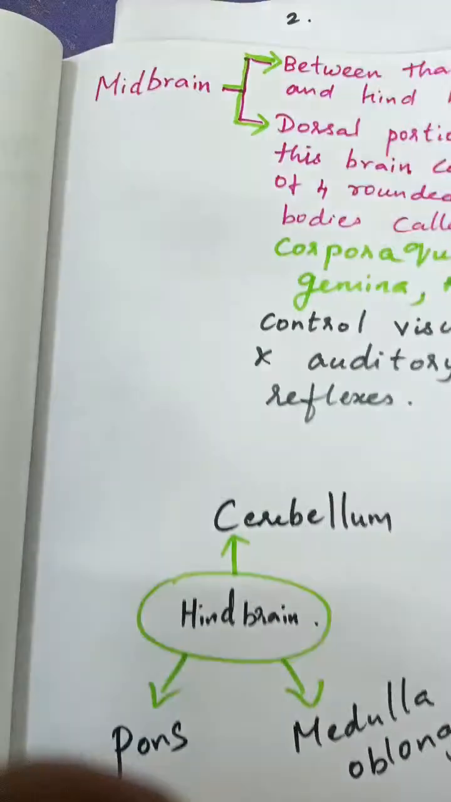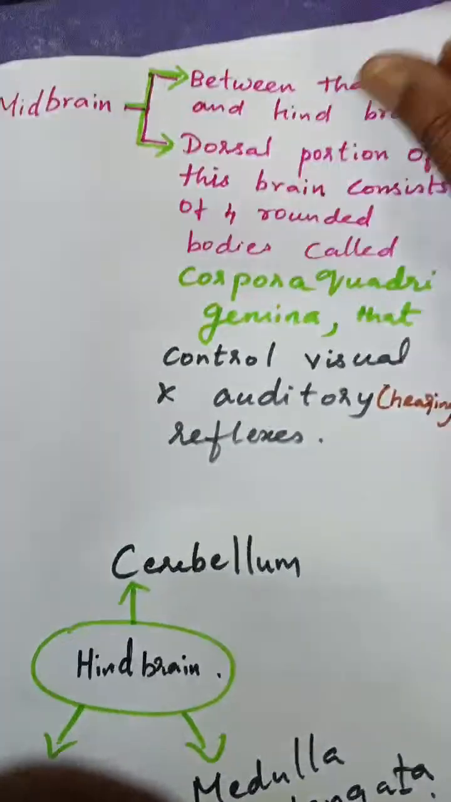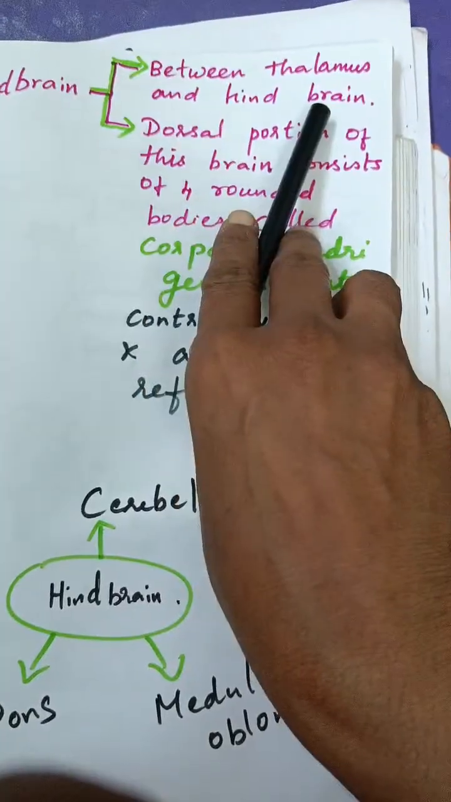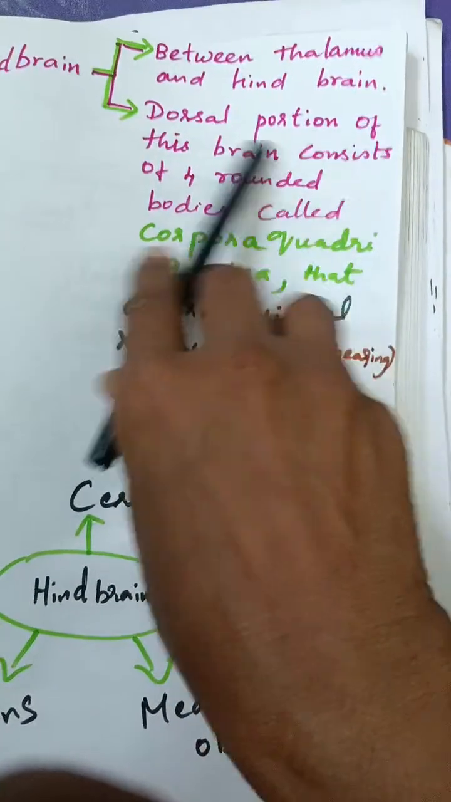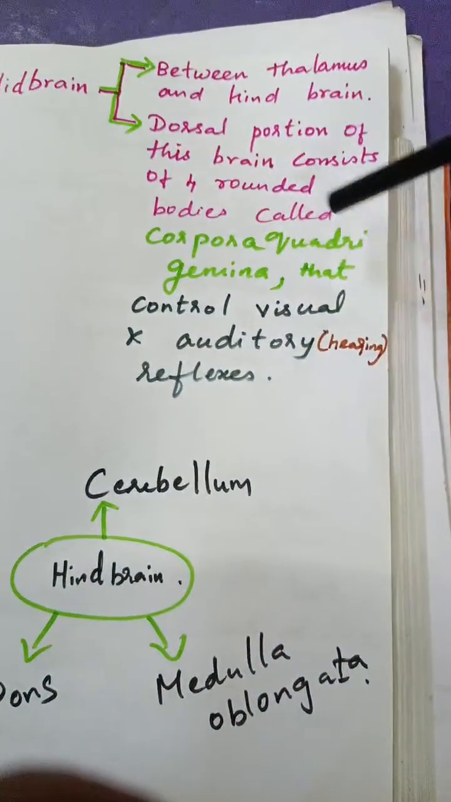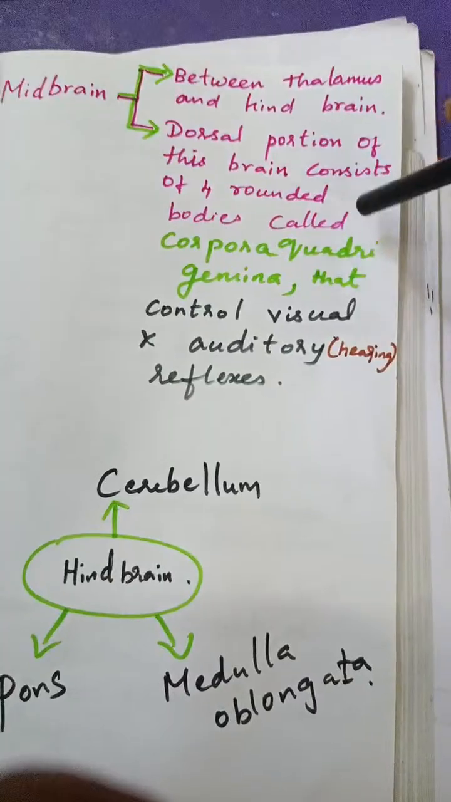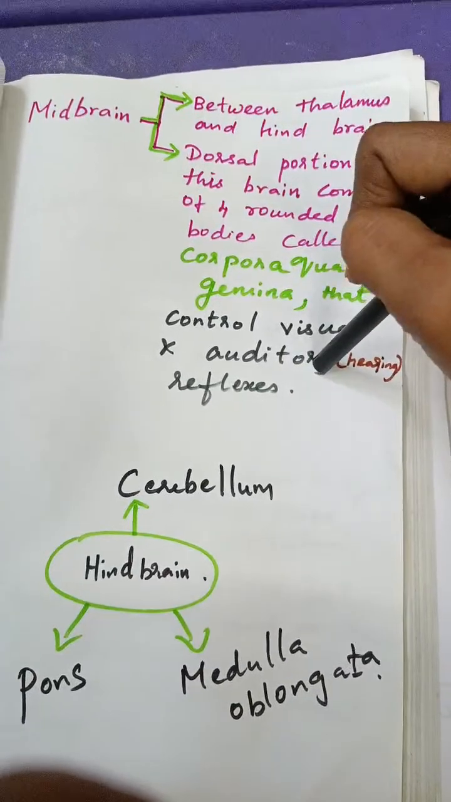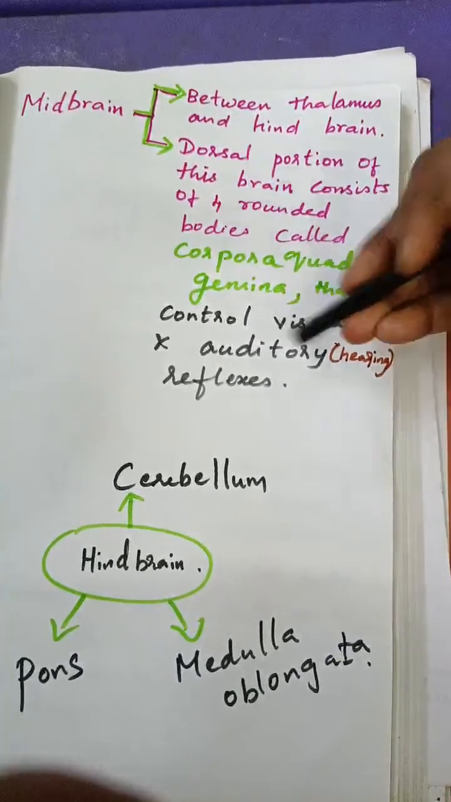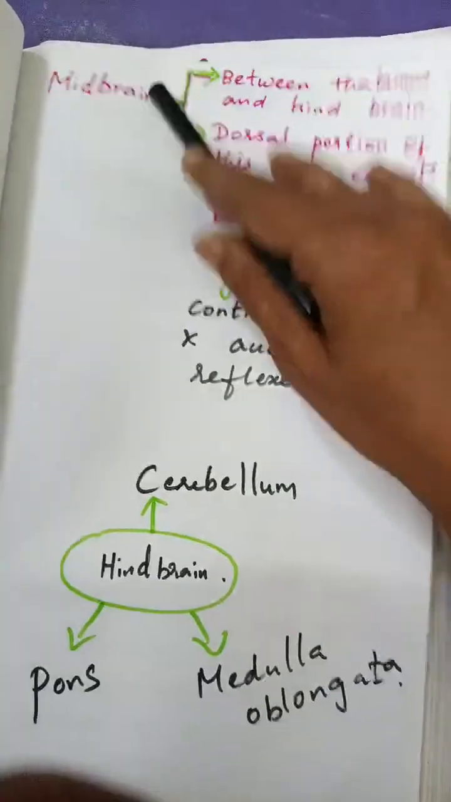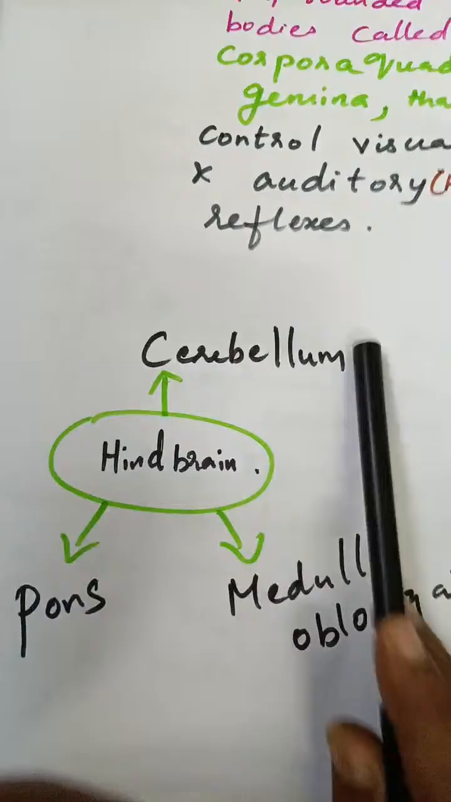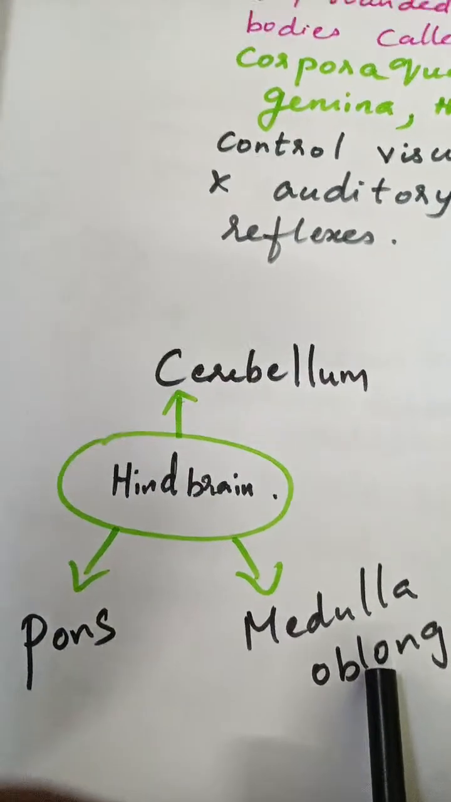And next, we have studied the midbrain. This midbrain lies between the thalamus and the hindbrain. The dorsal portion of this brain consists of rounded bodies called corpora quadrigemina, which control your vision and the auditory reflexes. That is your vision and your hearing power. And your hindbrain has three parts: cerebellum, pons, and the medulla oblongata.